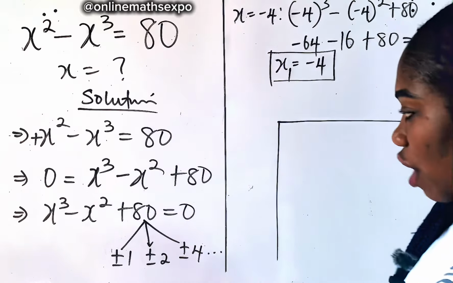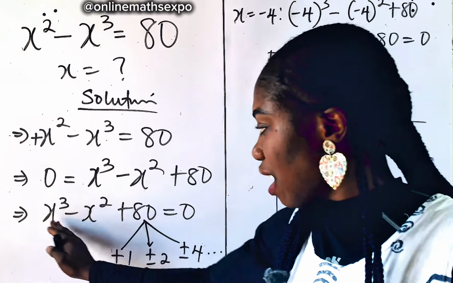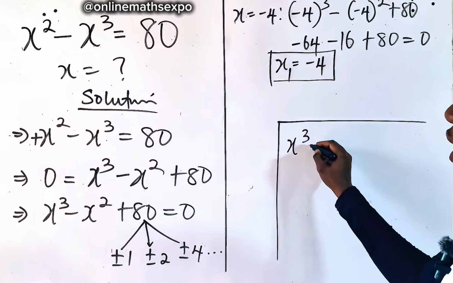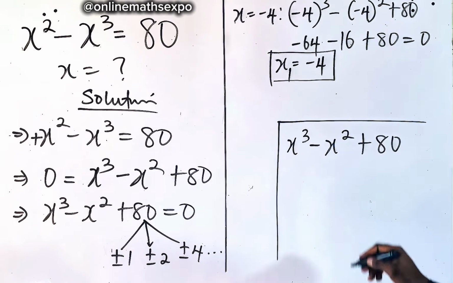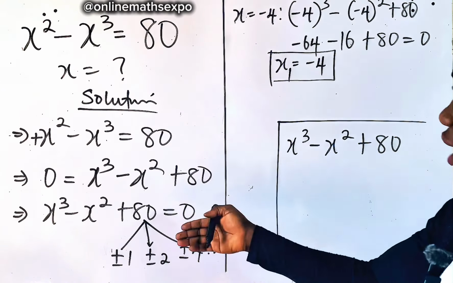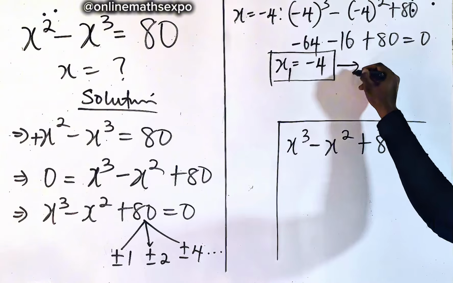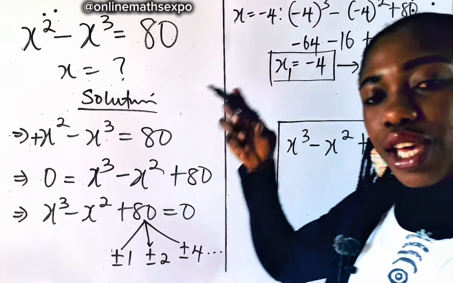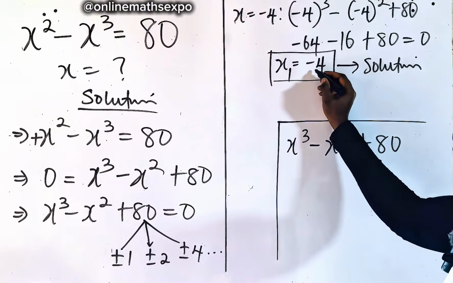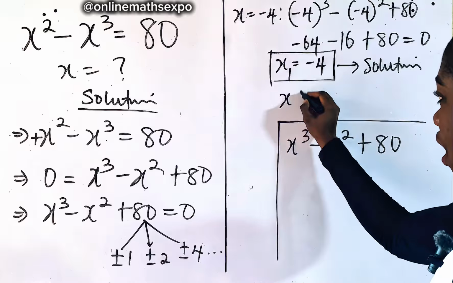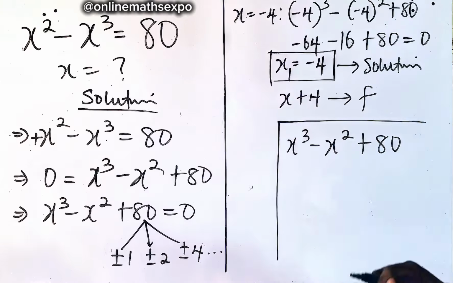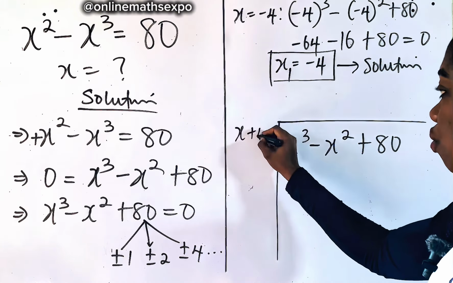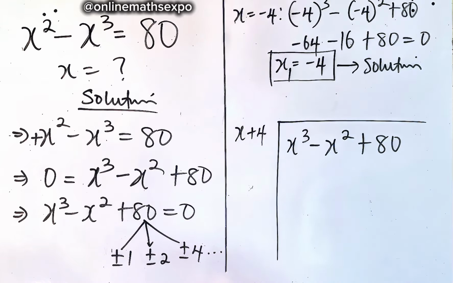So we put the expression at the left side in here. So we have x cubed minus x squared plus 80. We are going to now use this factor. This is a solution to the equation above. So we are going to turn this solution to a factor. And how do we do that? We are adding 4 to both sides. So in that case, x plus 4 becomes a factor. So we're going to use this factor to divide. So we have x plus 4 as the factor for us to divide with.